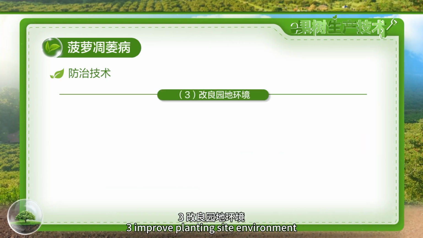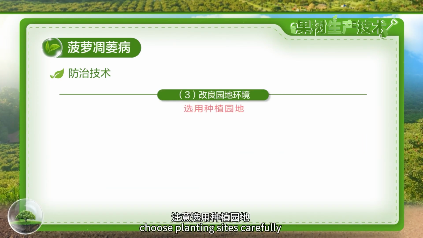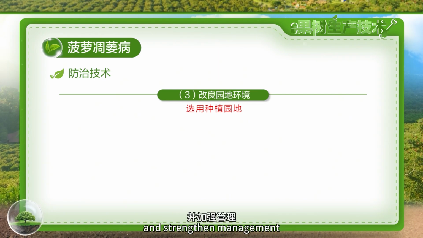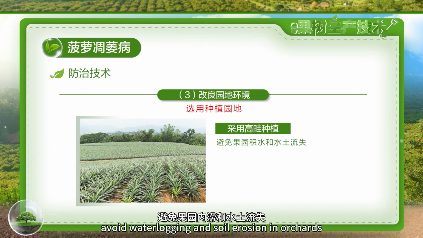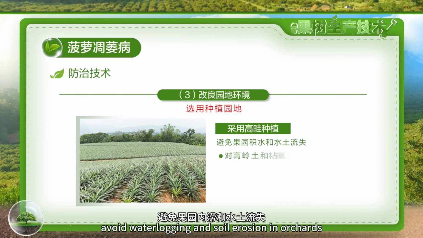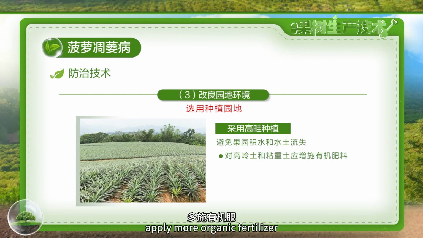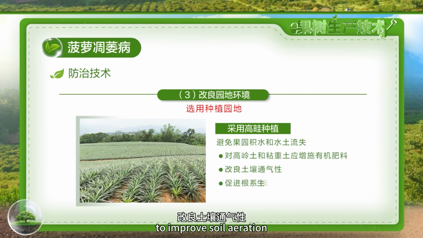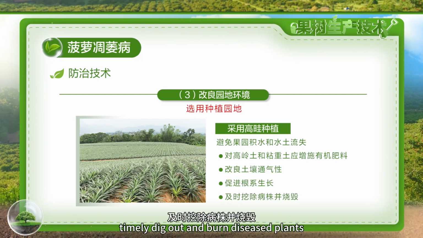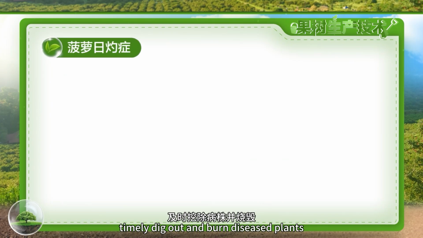3. Improve planting site environment. Choose planting sites carefully and strengthen management. Use raised bed planting. Avoid waterlogging and soil erosion in orchards. Apply more organic fertilizer on kaolinitic and heavy clay soils to improve soil aeration and promote root growth. Timely dig out and burn diseased plants.